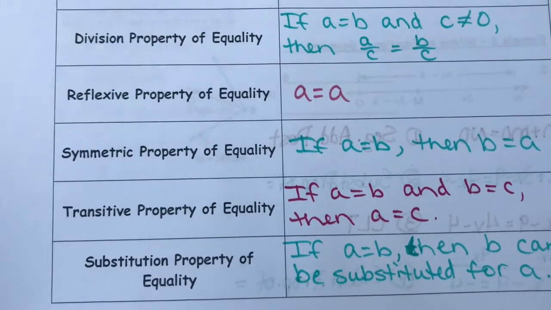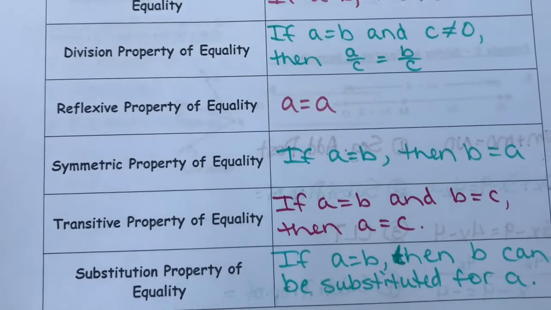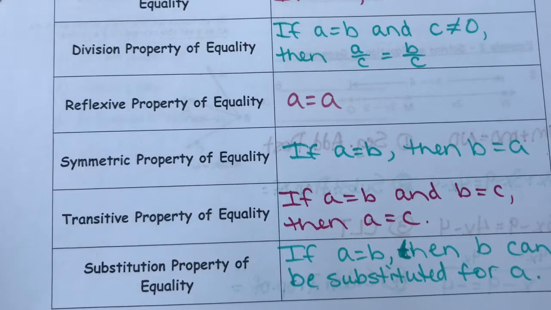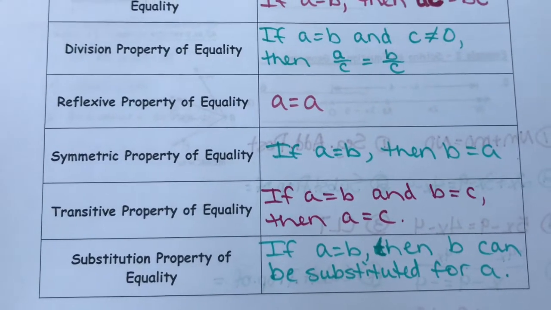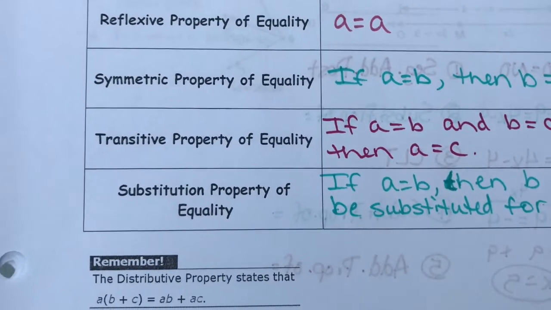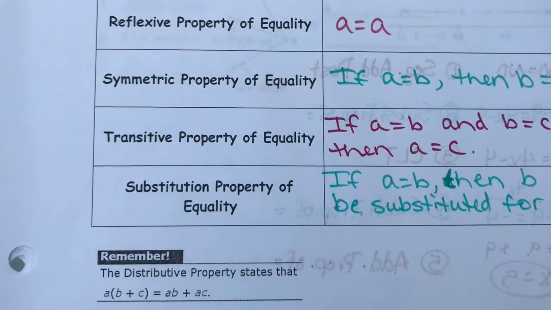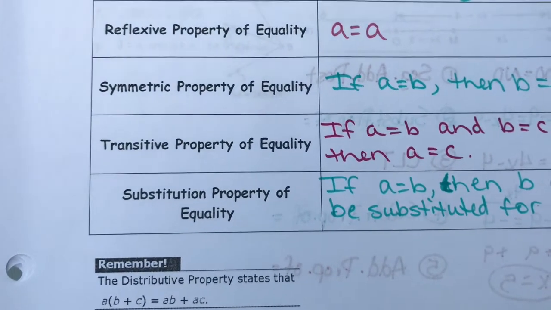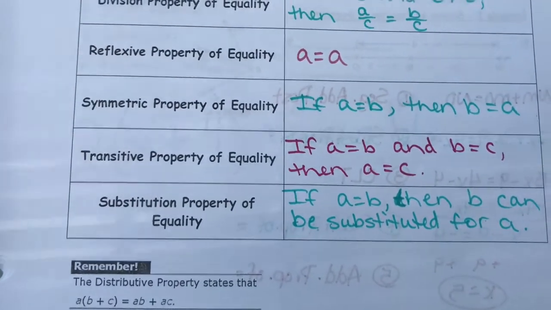And then the transitive property uses three objects. If A is equal to B and B equals C, then A is equal to C. And the substitution property of equality you've used before, if A is equal to B, then B can be substituted for A and vice versa. And then the distributive property, if you take A times the quantity B plus C, then that's the same thing as AB plus AC. See, you've already done this. Okay, so we're going to start.